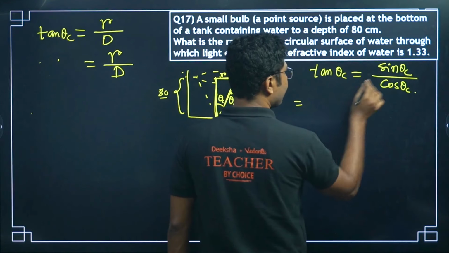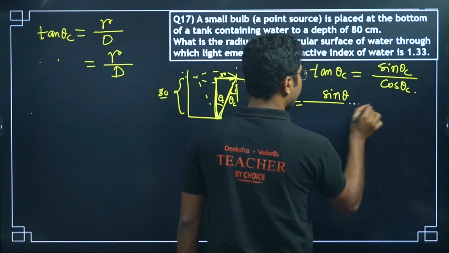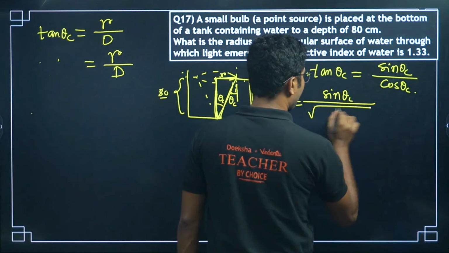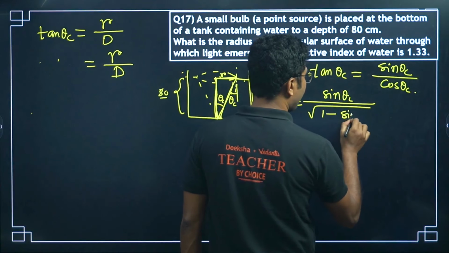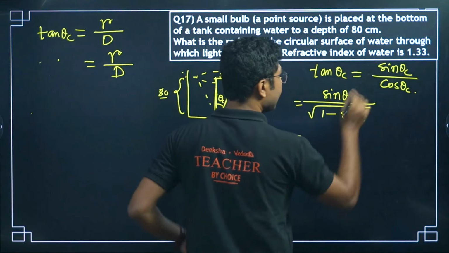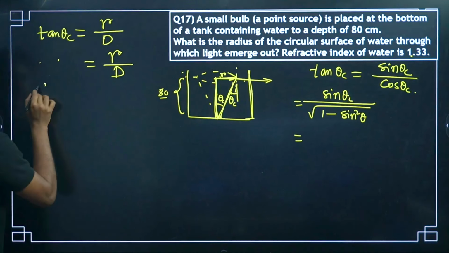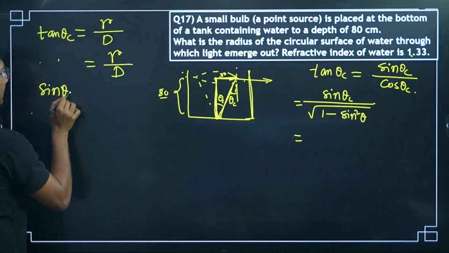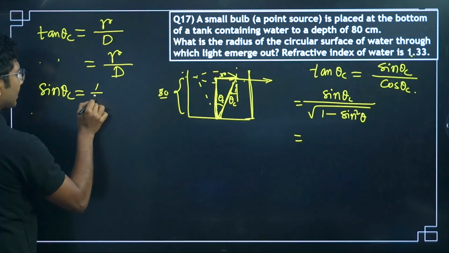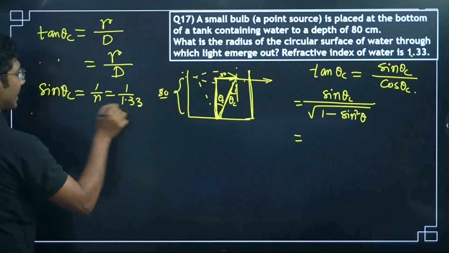So, it will be sin theta c divided by square root of 1 minus sin square theta c. You have to do that, no other option. So, sin theta c is 1 by n. For critical angle we know that sin theta c equals 1 by n. So, what is 1 by n? 1 by n is 1.33, n is refractive index.